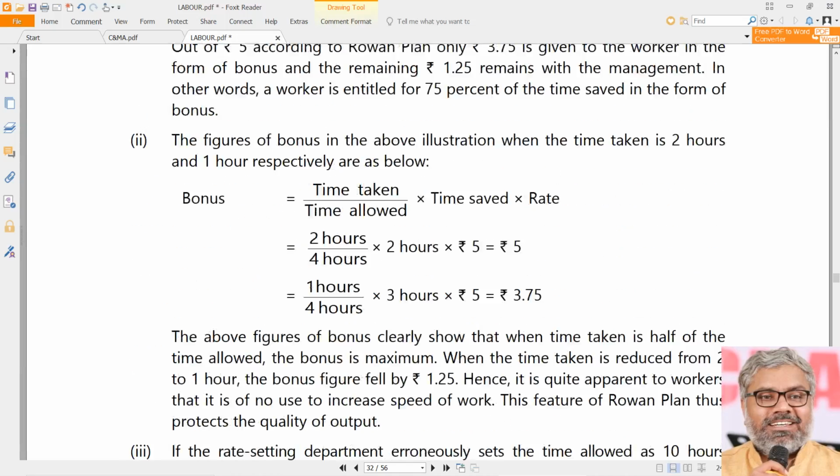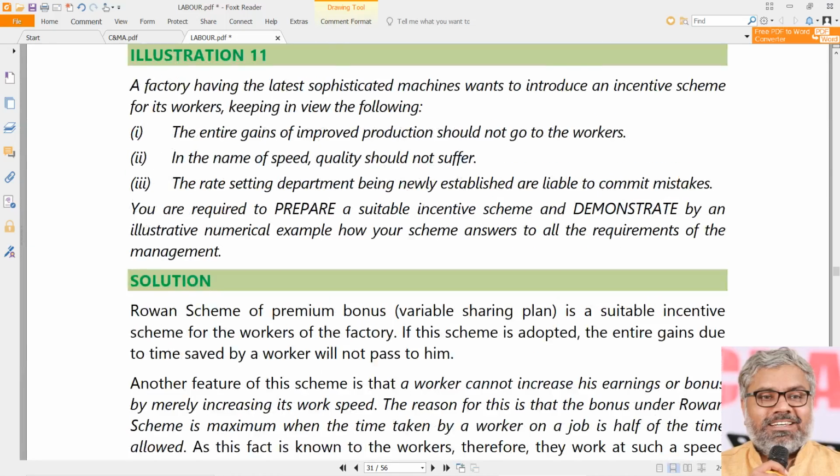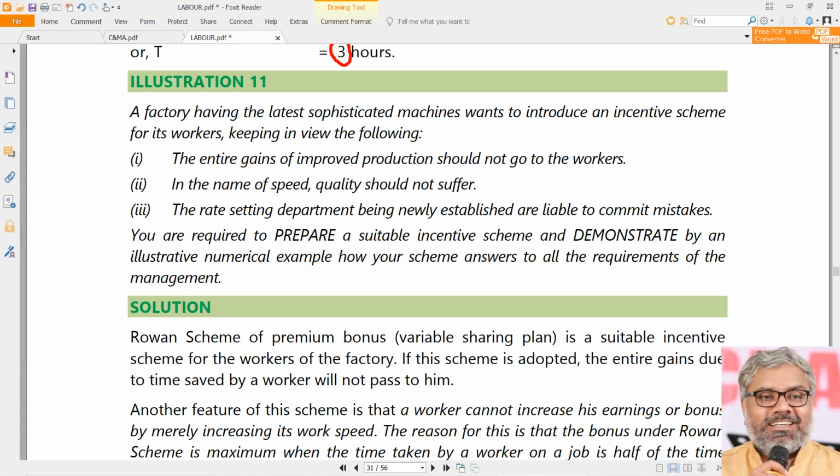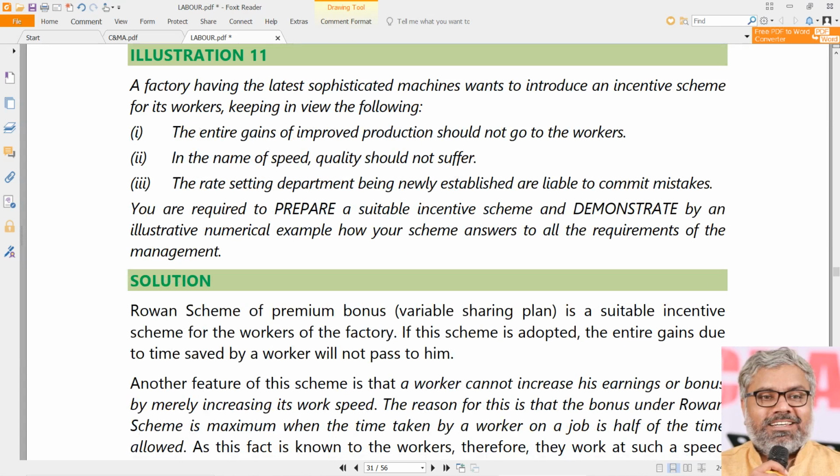Now there are further some type of questions. This is a theory question. Basically, it is talking about a factory having the latest machines wants to introduce an incentive scheme, keeping in view the following: the entire gains of improved production should not go to workers. Of course, they will not go. In the name of speed, quality should not suffer.